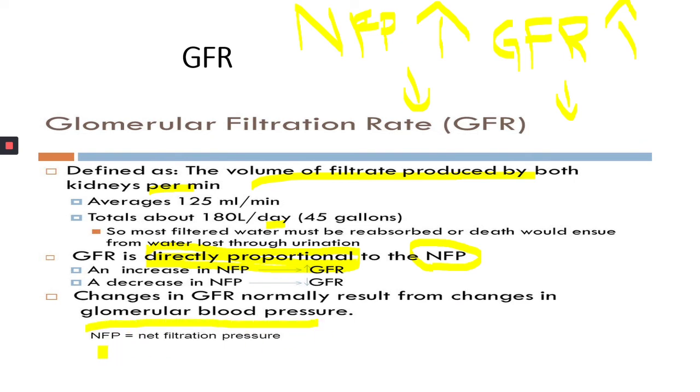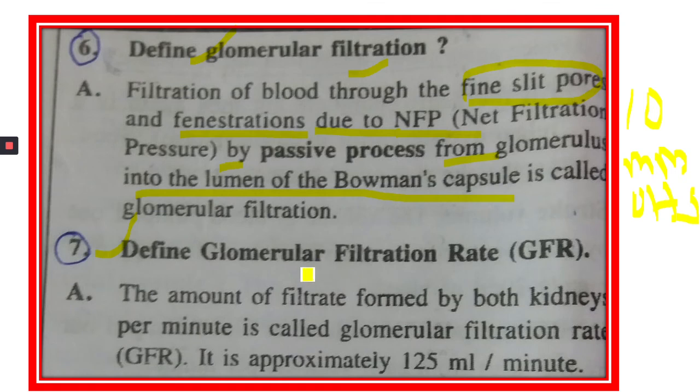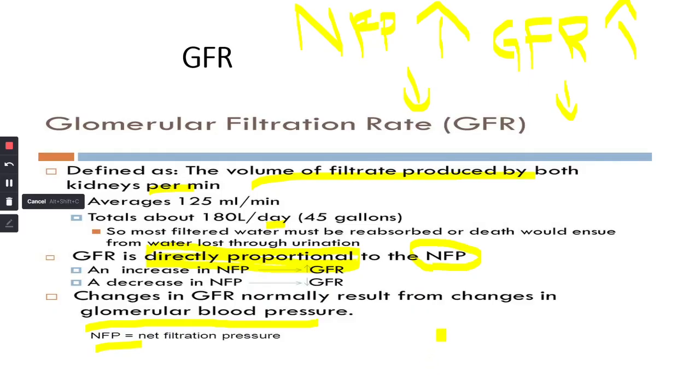That's about glomerular filtration rate. The amount of filtrate formed by both kidneys per minute, not per hour, is called glomerular filtration rate. It is approximately 125 ml per minute, and 180 liters per day.